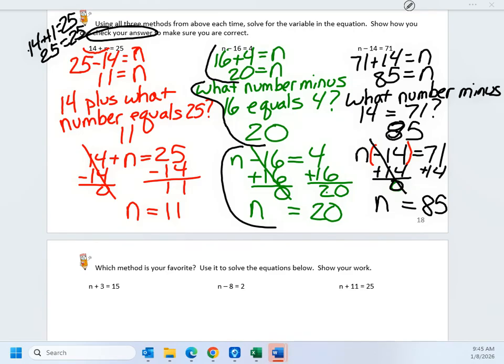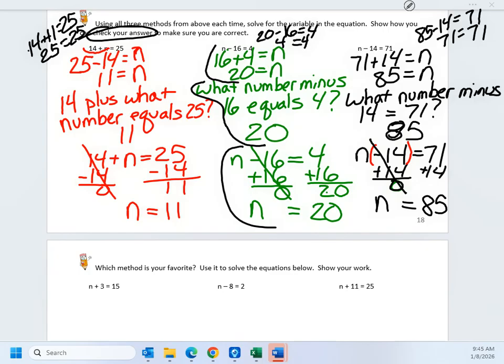Woo. Next one, we would put 20 minus 16 equals 4. 20 minus 16 is 4. 4 really truly does equal 4. Did my math right. And over here, we would put 85 minus 14 equals 71. So I'm going to do this math. 85 minus 14 is 71. 71 really truly does equal 71.